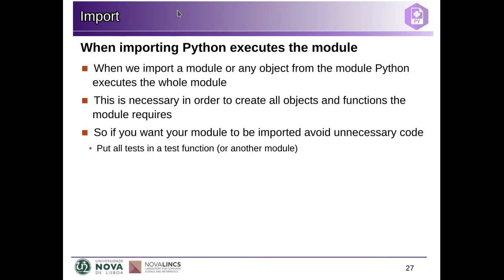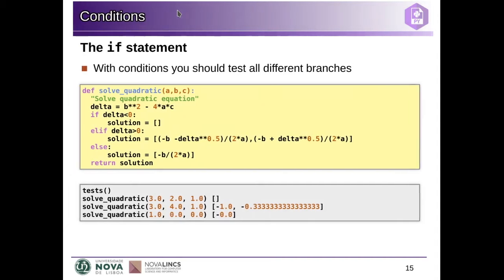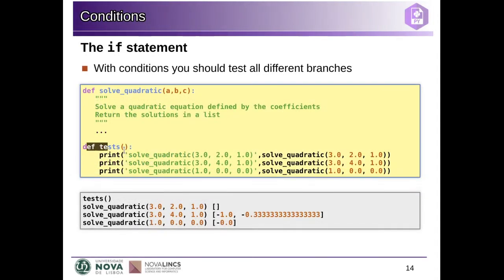This means that if you have some unnecessary code, for example, if every time you run your module some tests are run or some result is output, this will also happen when you import the module. So this is one of the reasons to put all the test code, for example, here we put all the test code in this function, so that when we import this module, this function is created, but it's not necessarily executed. Unless we actually tell the interpreter to execute the function, the tests themselves will not be run.